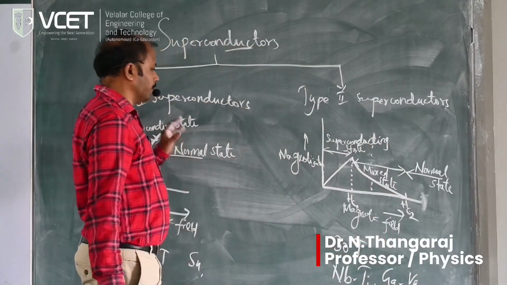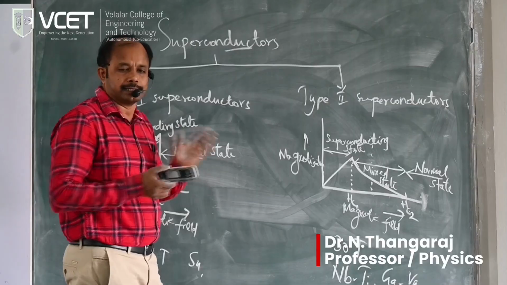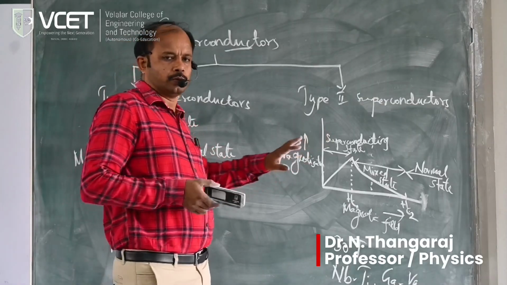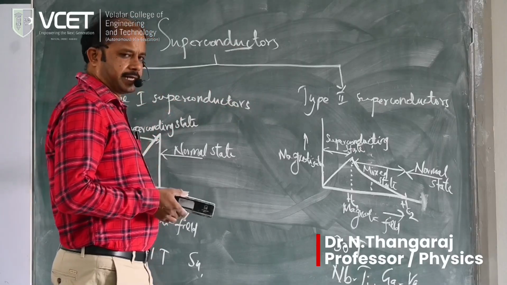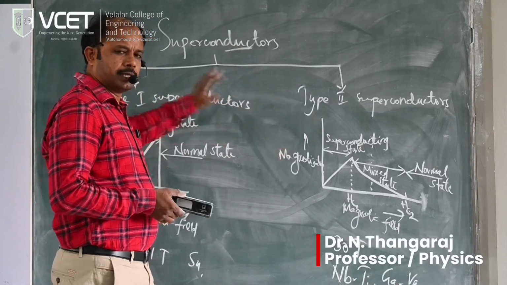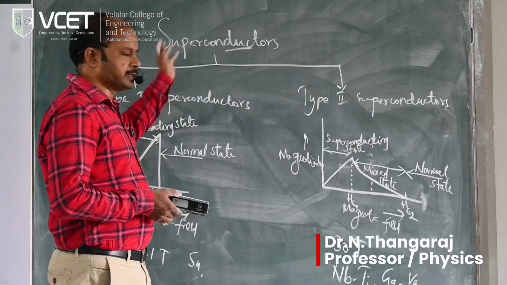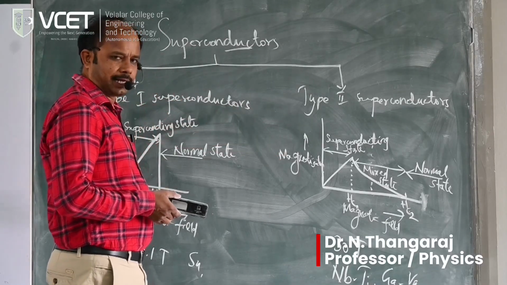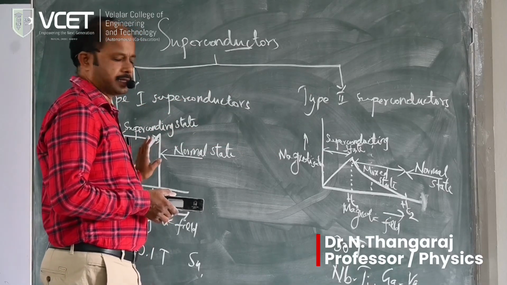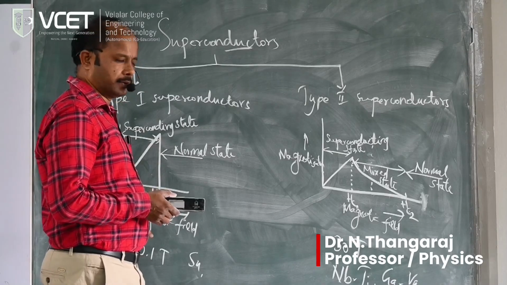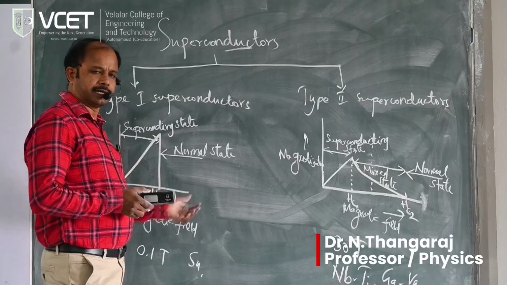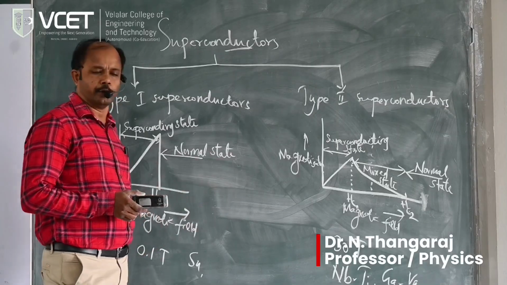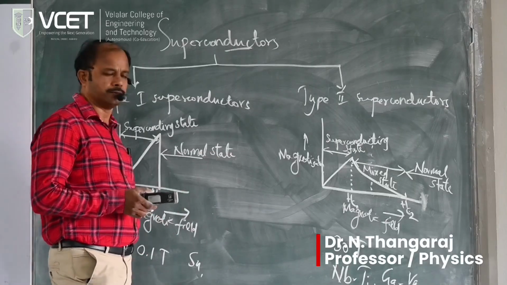Whenever you see the diagram, you can easily differentiate type 1 and type 2. Mixed state exists in type 2. Here there is no mixed state. There are two critical magnetic fields, and only one critical field. It is gradually decreased, and here the magnetism suddenly decreases. Its known field is 0.1 Tesla. Here 30 Tesla. Examples: tin, mercury. Here niobium, titanium, and also gallium, vanadium.